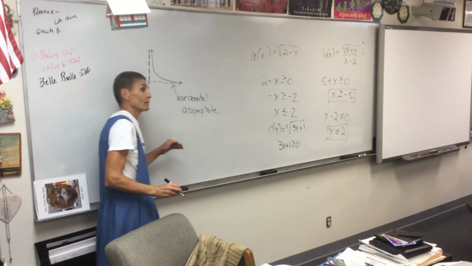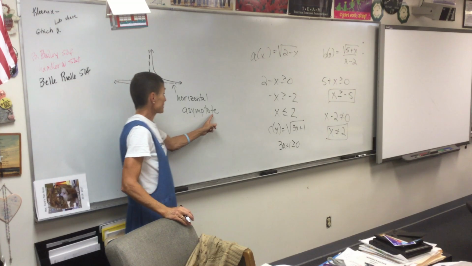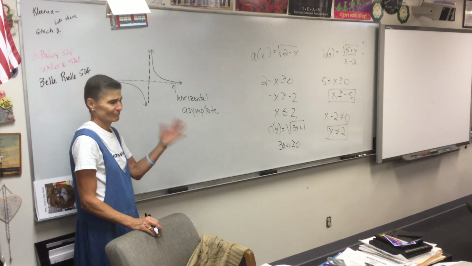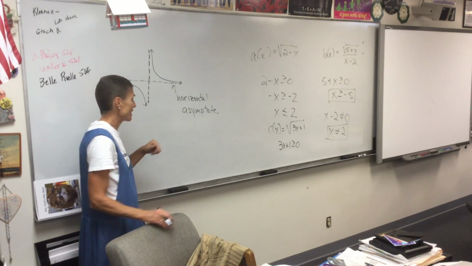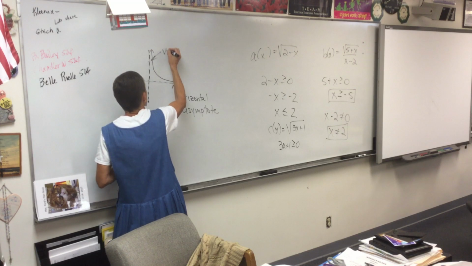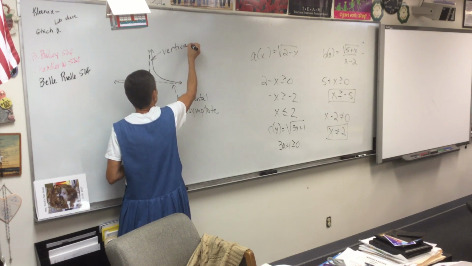And when we say the word asymptote, notice there's no P at the end. You'll hear people say it with a P, but only like say that. It's an asymptote. This one is a vertical asymptote.